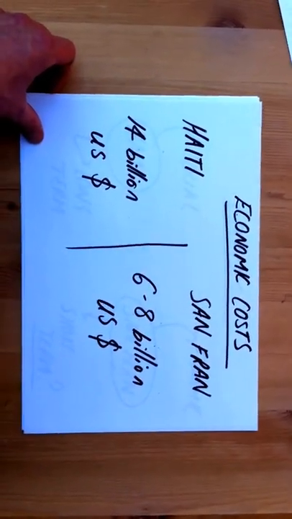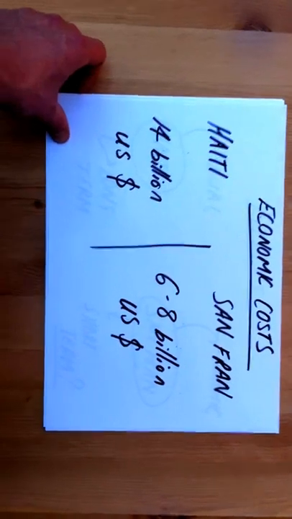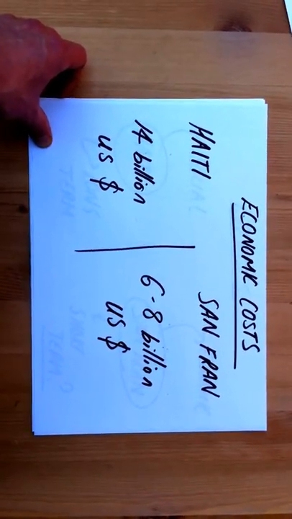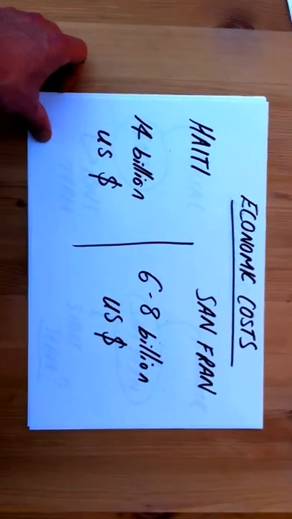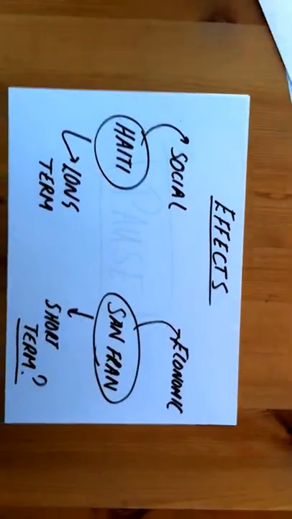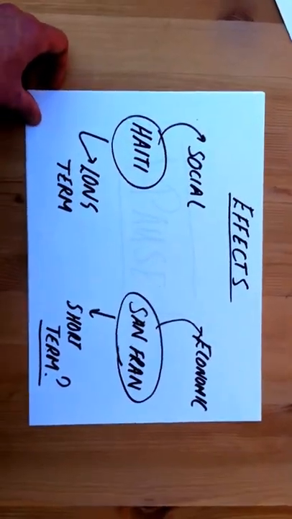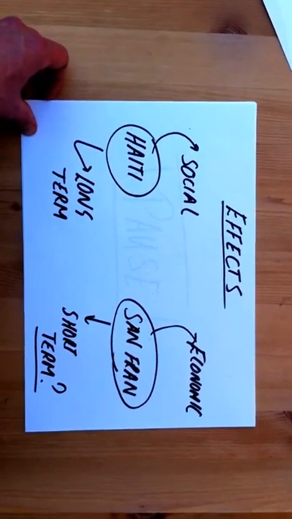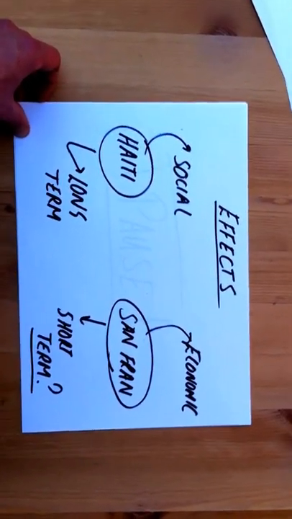And you should have some statistics in your books which show the GDP per capita of Haiti and the GDP per capita of San Francisco, so that we can start to make a good economic comparison between these two particular locations. Now, I'm not going to give you all of the effects, but I could summarise it in saying that a lot of the effects affected people, particularly in the Haiti earthquake. We call these social effects.